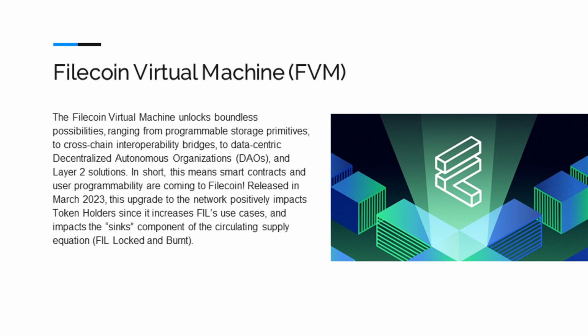Some of these important improvements, as well as their potential economic implications, are discussed below. The Filecoin Virtual Machine unlocks boundless possibilities, ranging from programmable storage primitives to cross-chain interoperability bridges to data-focused decentralized autonomous organizations and Layer 2 solutions. In short, this means smart contracts and user programmability are coming to Filecoin. Released in March 2023, this upgrade to the network potentially impacts token holders, since it enables new use cases and impacts the sinks component of the circulating supply equation.